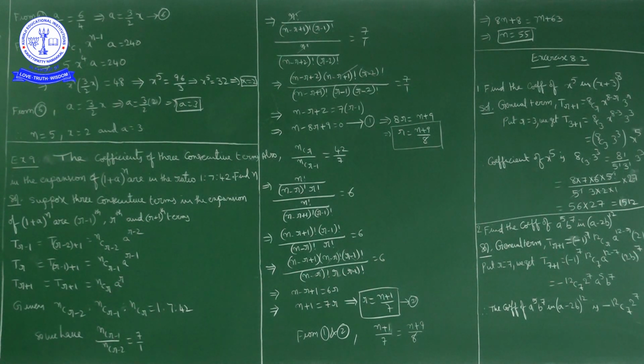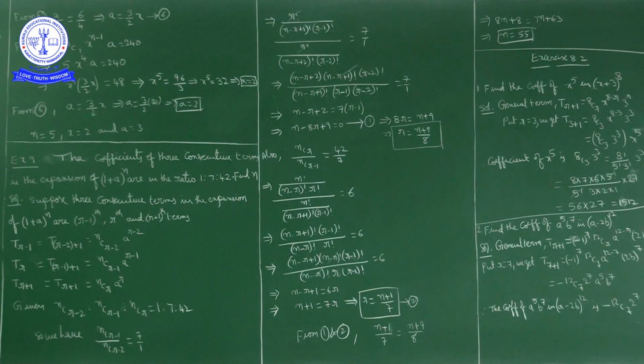What is given here? Three consecutive terms, whose coefficients are in the ratio 1:7:42. Means nC(r-2) : nC(r-1) : nCr are in the ratio 1:7:42. So I'll take nC(r-1) upon nC(r-2). This ratio is how much? 7/1.